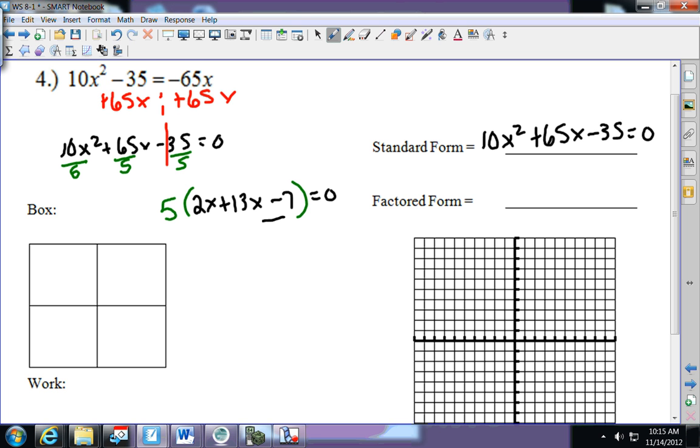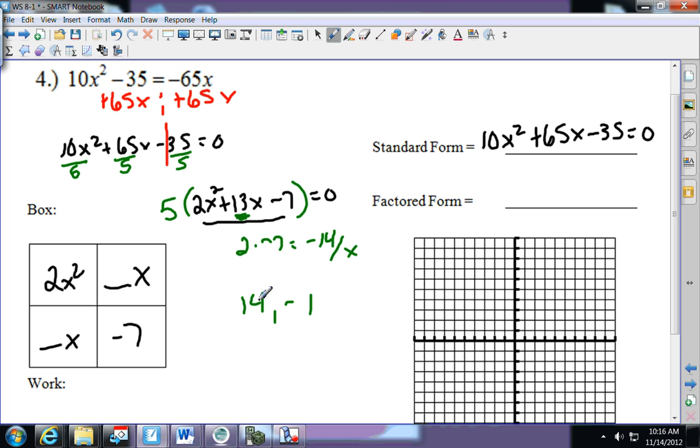Now we need to factor in the box this. So I'm going to have 2x squared. Oh, that's why I didn't put an x squared right here. Minus 7, something x, something x. Well, a times c: 2 times negative 7 is negative 14. I need the factors of negative 14 that add to 13. You should have positive 14 and negative 1. So I'll put 14 here and negative 1. Does it matter which box I put these in? No, it does not.